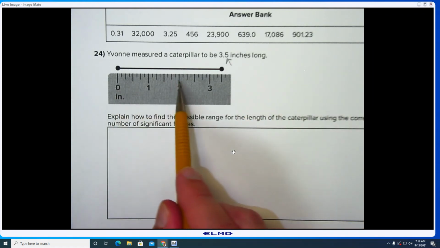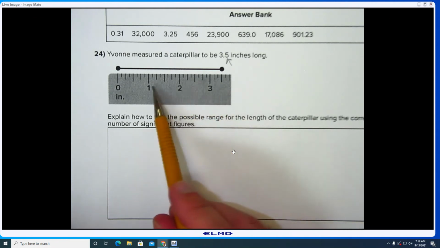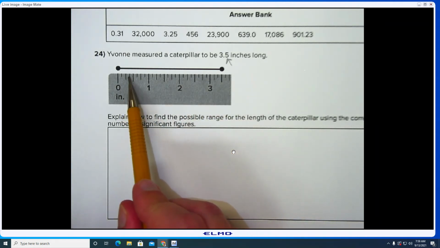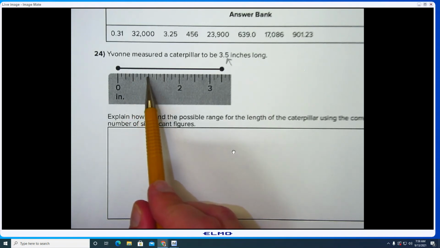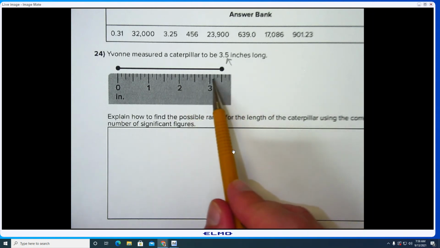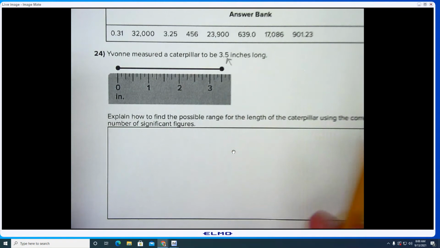We look here and we have 3, and this goes halfway to the next one. So be careful. This is not by tenths, but 1, 2, 3, 4, 5, 6, 7, 8. So it goes by eighths to each of the next inches. So this is 4 eighths right here. So that's a 3.5 where they're getting it.